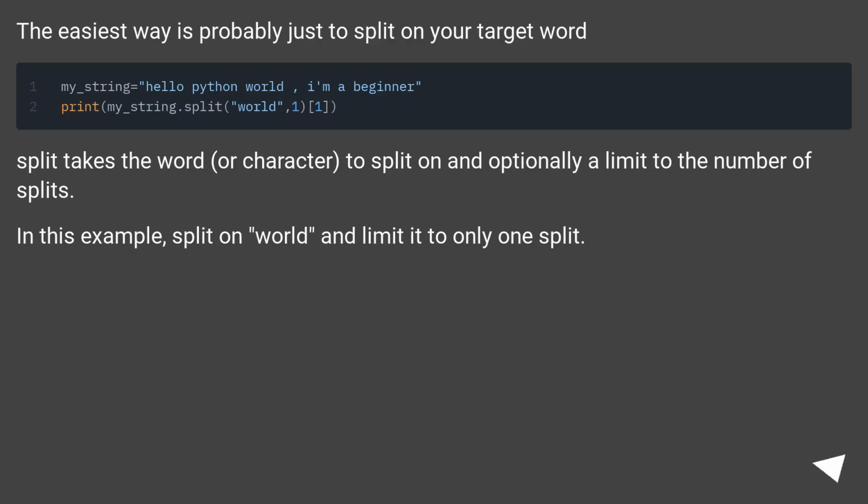The easiest way is probably just to split on your target word. Split takes the word, or character, to split on and optionally will limit to the number of splits. In this example, split on world and limit it to only one split.